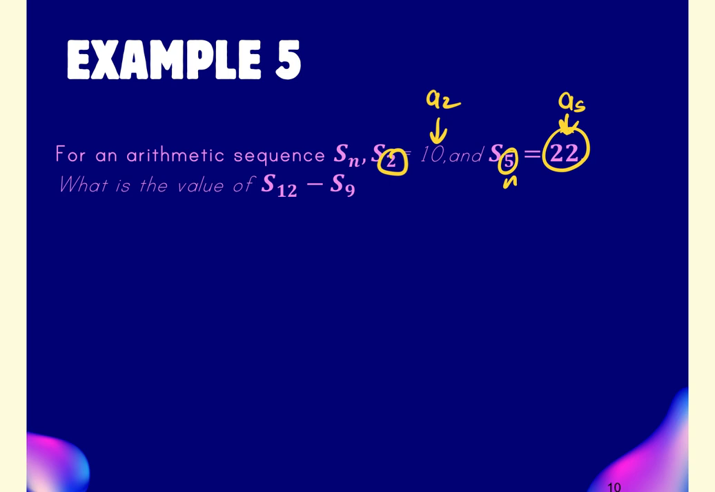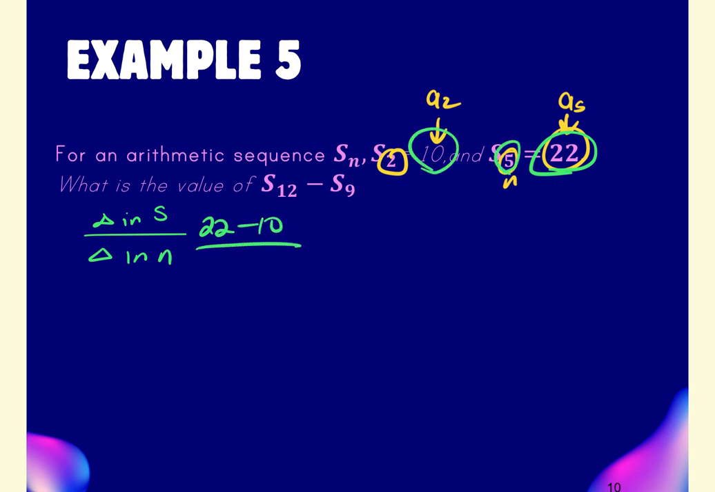For linear, you could literally just do your rate of change. So it would be your change in the f of x, or in this case, the s, over the change in n. So I went from 22 minus 10 over my n is 5 minus 2. So I'm finding slope, right? Same kind of concept. Rate of change, slope, arithmetic, all of it, same concept. So this would be 12 over 3, and my rate of change is 4.